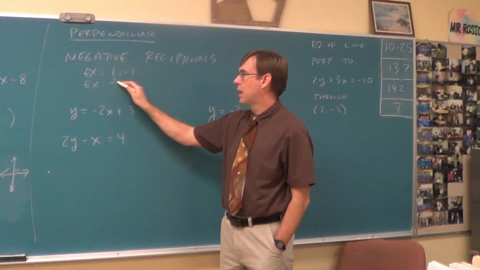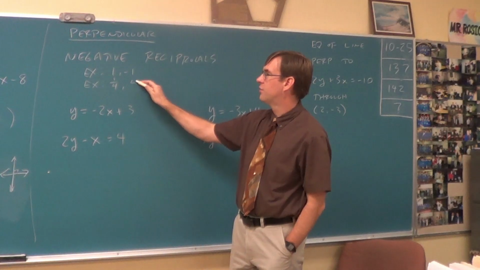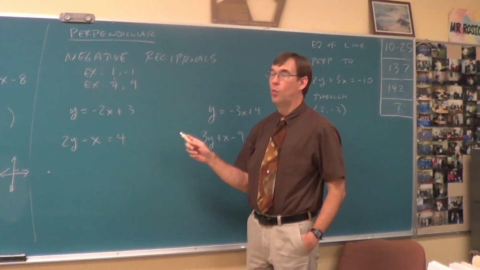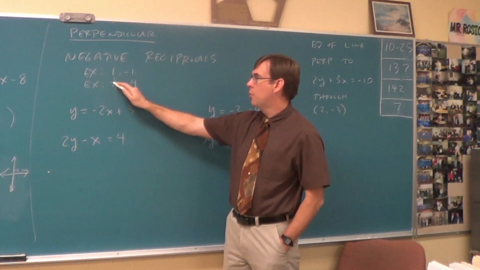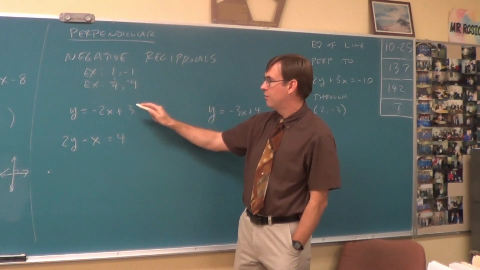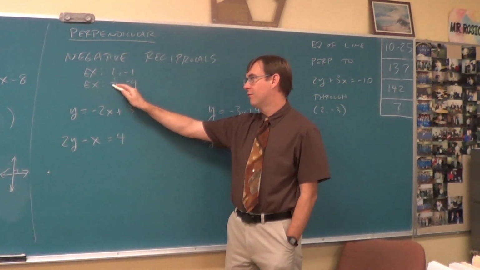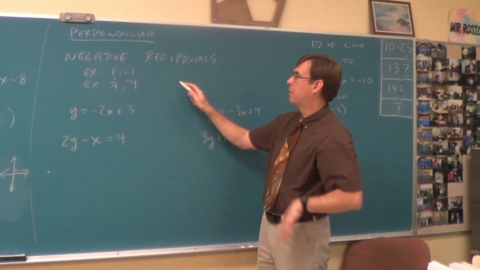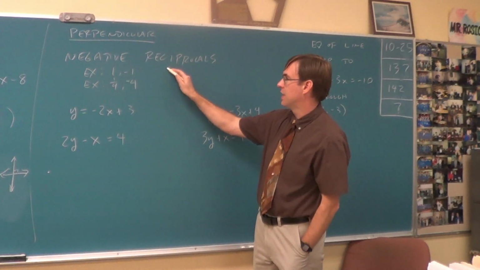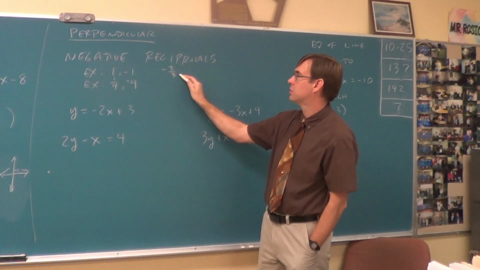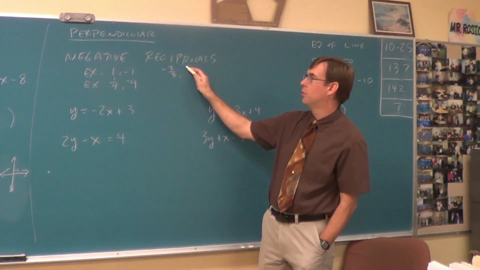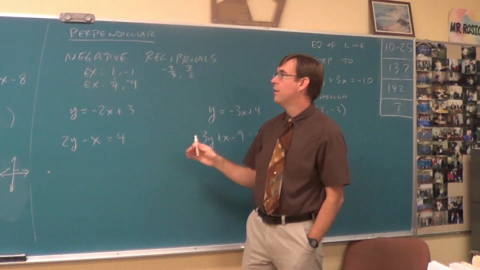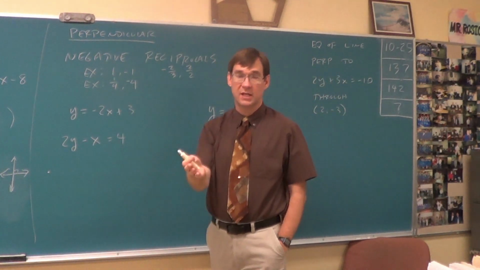1/4 and 4. Okay, 1/4 versus 4? I'd say not quite. One of them would have to be negative. So if we go positive 1/4, we could go negative 4. If we did negative 1/4, we'd do positive 4. The signs have to be different and they flip upside down. For example, negative 2/3 would be positive 3/2. So they have to be negative reciprocals. That's a vocab answer. You can fill that one in.